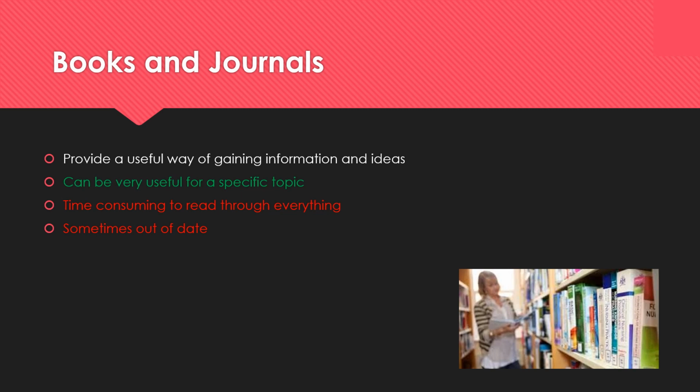Books and journals are a really useful way of gaining information. One of the advantages of this is they're usually written by real authors, so the good standard of English, good standard of research, and they can be really, really useful. However, it's very time consuming to read through all of the different books or to read through all of the information that's stored inside. Another disadvantage is it's sometimes out of date. The book could be written a long time ago.